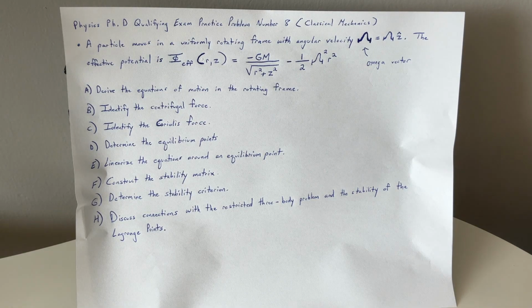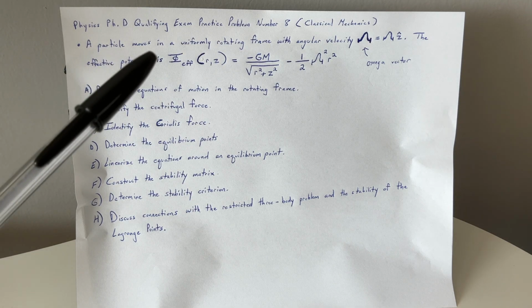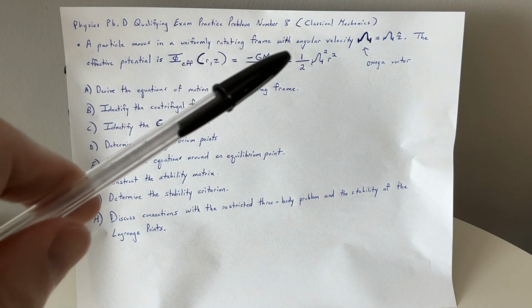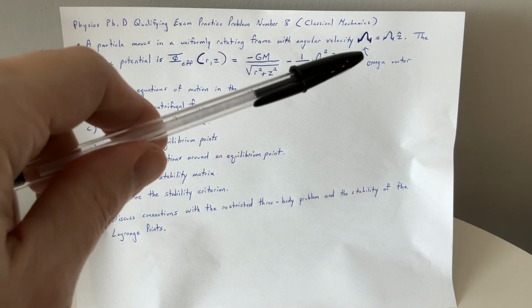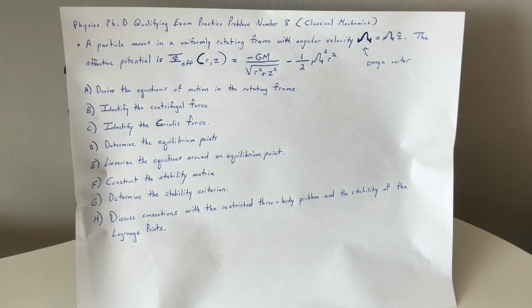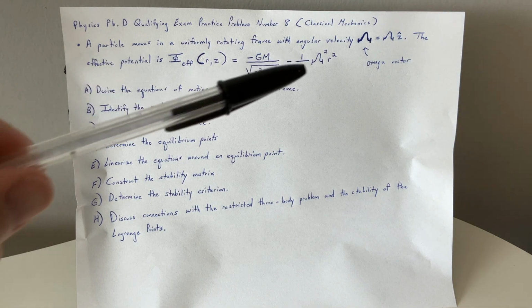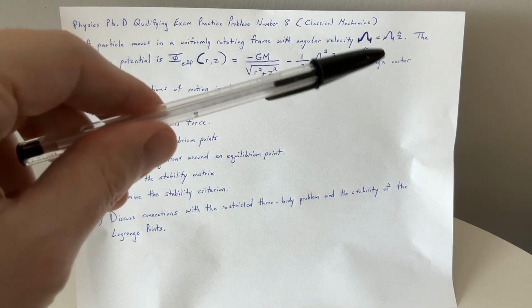So we have physics Ph.D. qualifying exam practice problem number 8 in classical mechanics. So let's begin. A particle moves in a uniformly rotating frame with the given angular velocity. Omega vector equals omega z hat, this being omega scalar, z hat.